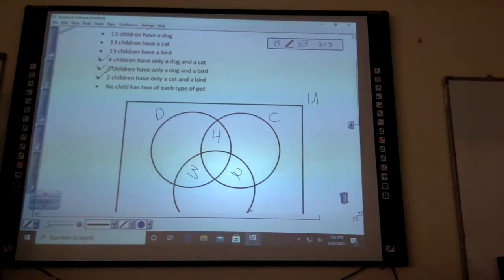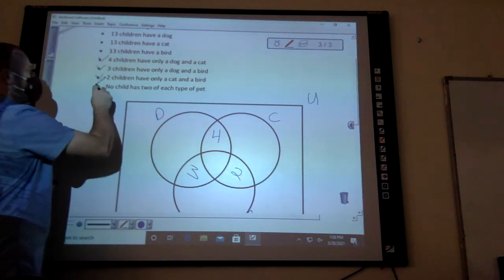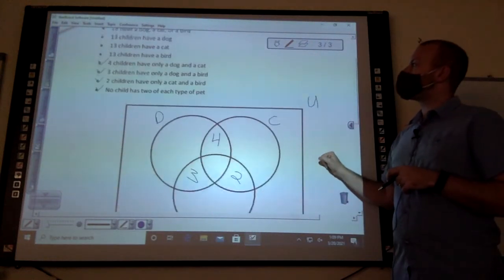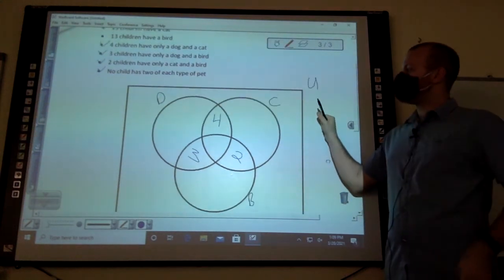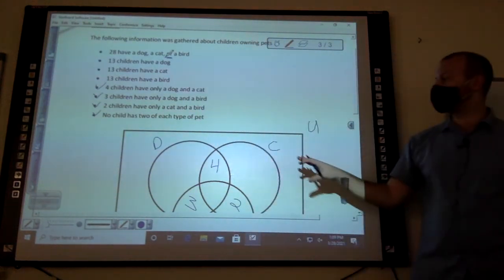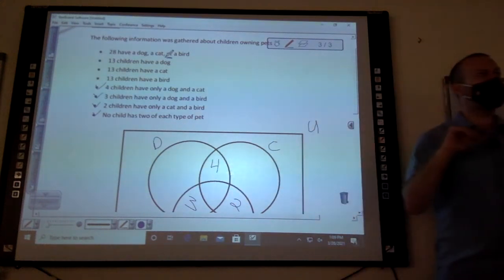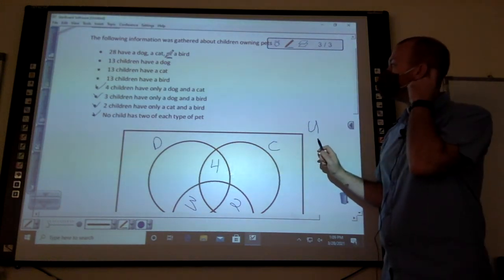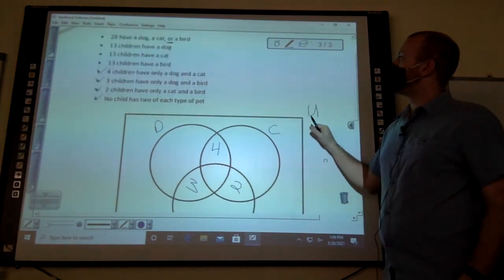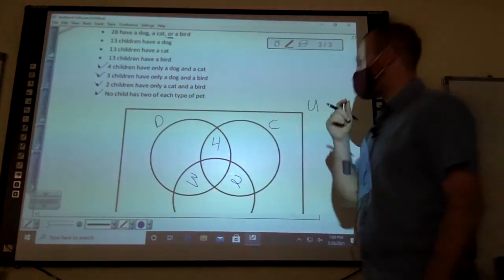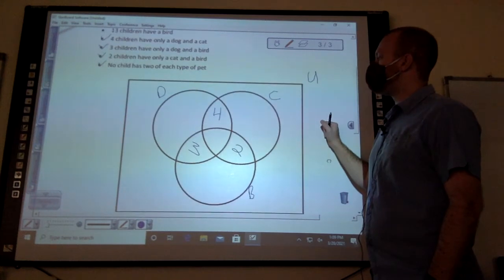No child has two of each type of pet. That just means they can't repeat. So you don't need to worry about that for now. That's not a number that we need to use. But the problem now is, the 28's not in the middle because it says here or. So when it says or, it could mean any of them. It's all these regions added up give you 28. And it doesn't say anything about who don't own any pets. Not yet.